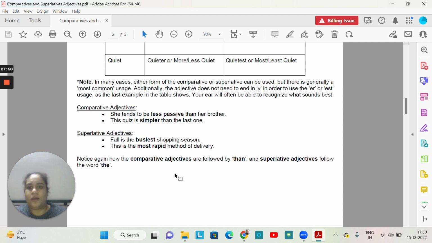But again, a quick recap from the earlier one. If you're doing a comparative adjective, after the comparative adjective you will add than. And if you're doing a superlative, you will have to add the article the before the superlative adjective. Quick recap, please remember this, do not break this rule. The busiest shopping season. This is the most rapid method of delivery.